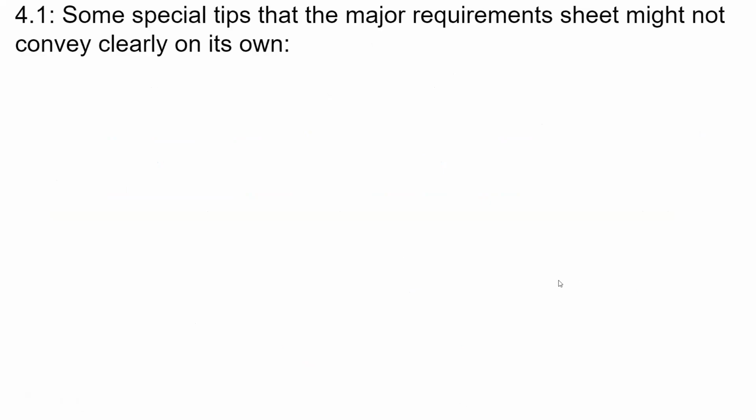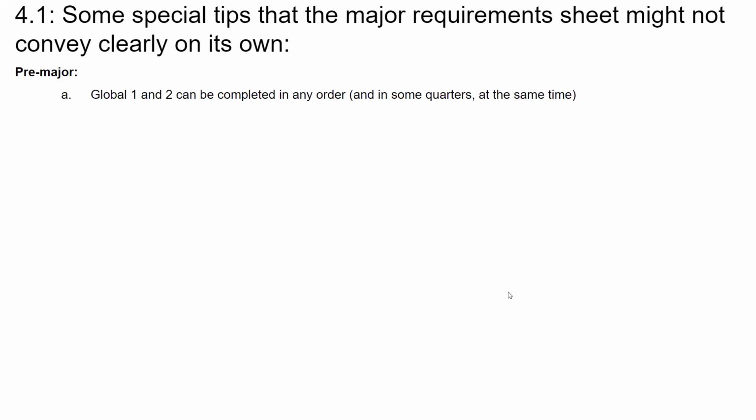Here are some special tips that the major requirement sheet doesn't always convey clearly on its own, but I just wanted to shout out. In the pre-major section, Global 1 and 2, a lot of people think you have to do 1, then 2. That's not true. You can do them both at the same time, as long as they're offered in the same quarter, or you can complete 2 before 1. Totally up to you and just what works in your schedule.